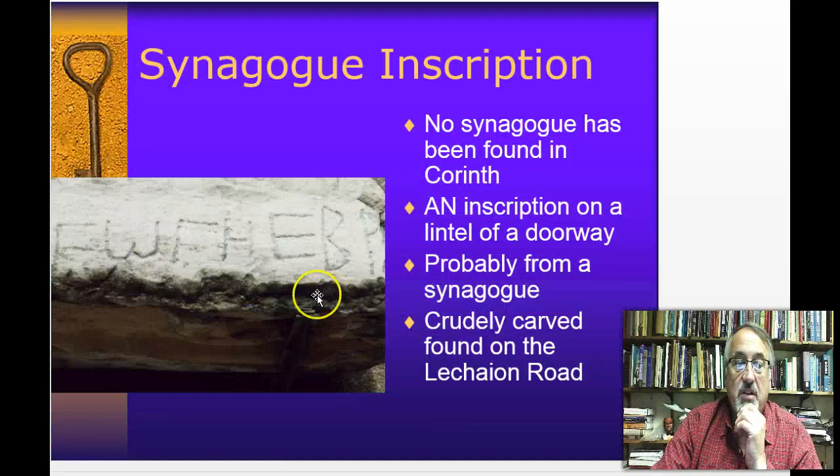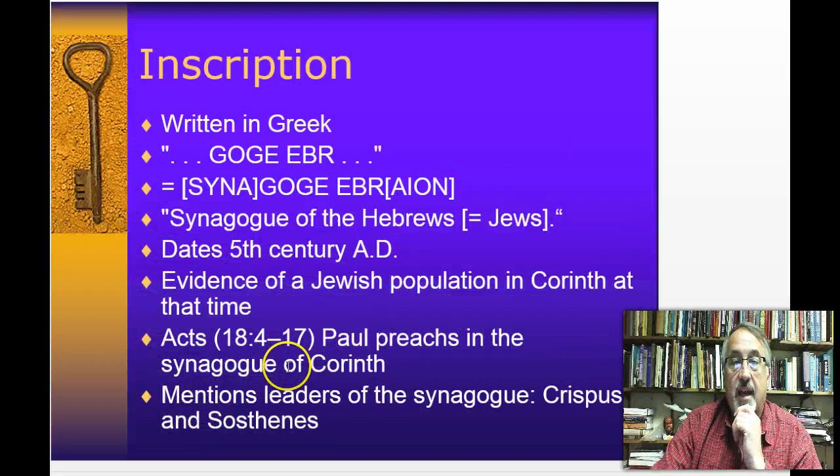There's also a synagogue inscription. No synagogue has been found intact, but this inscription was found, kind of a crude one. Found along the Lechaion Way. This is one of the harbor roads in the center of town leading out of town. Here's the inscription. I'll let you look at that. Talking about the Hebrews here.